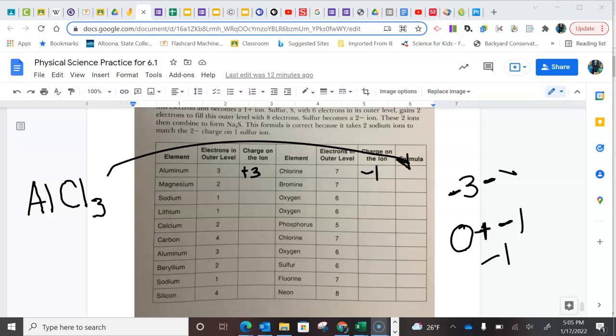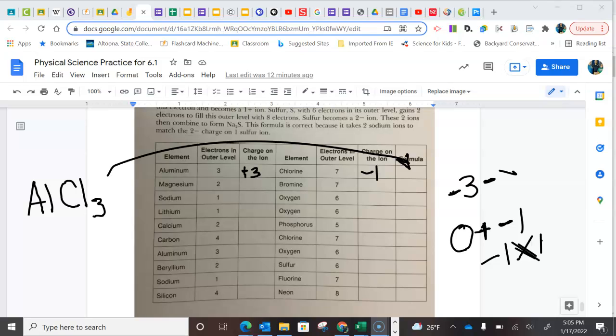I'm not even going to try and write that in there. The 3 negative 1s equal that. If you have trouble with the formulas, I'll try and get back to you guys to help you, but let's try one more here.